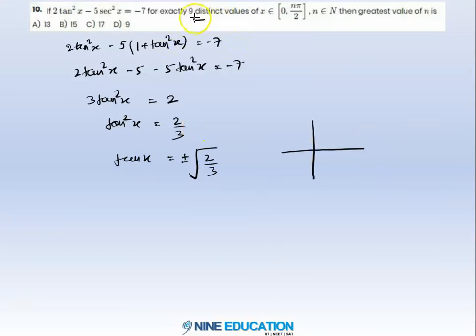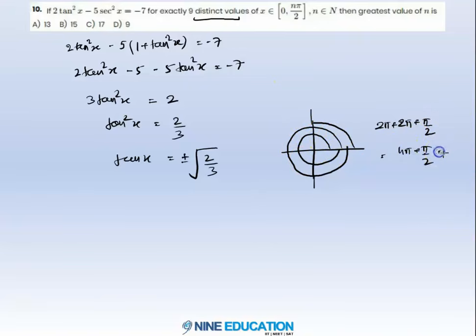For exactly 9 distinct values of x in this given interval, we have to search for the greatest n value. Since plus and minus both values are acceptable, we get 4 distinct values of x. Then if I rotate 360 degrees again, I get 4 more values, and then one more till pi by 2. So we have 2 pi plus 2 pi and then again pi by 2 for getting exactly 9 distinct values. This comes out to be 4 pi plus pi by 2, which is 9 pi by 2. It means the value of n is 9. Option D is correct. Let's go to the next question.